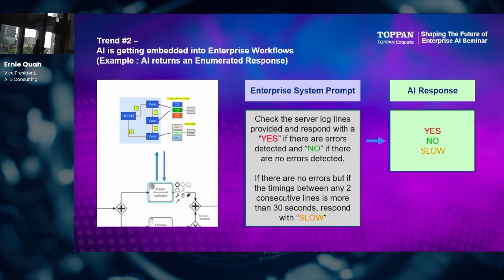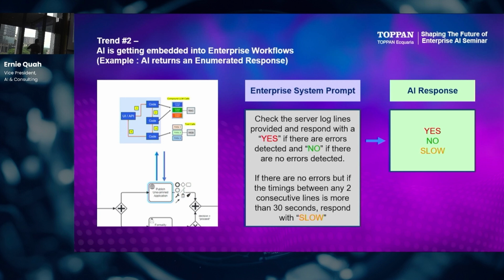So the prompt is like that. Every time the log fills up, maybe 100-200 lines, you take it and throw it into AI. The prompt is: check the server logs provided, respond with a yes if errors are detected, and no if there are no errors detected. How do you know whether there are errors detected? The AI will figure it out, right?